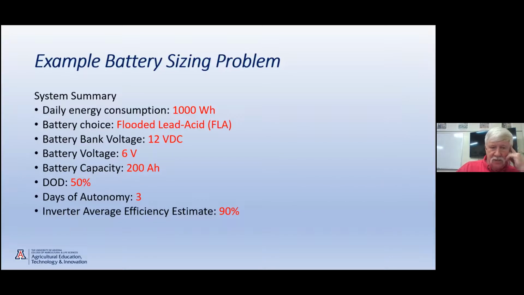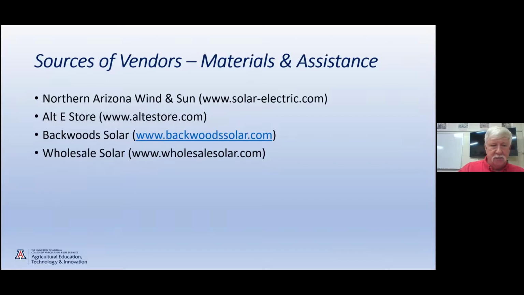Here's a system summary: 1,000 watt hours daily consumption. We're using flooded lead acid. The battery bank voltage is 12 volts. We have a battery voltage of 6 with 200 amp hours. I'm only going to discharge down to 50%, with 3 days of autonomy. The inverter efficiency is 90%, and I only need 6 batteries. This is just a simple example of how we could size the batteries in our system.